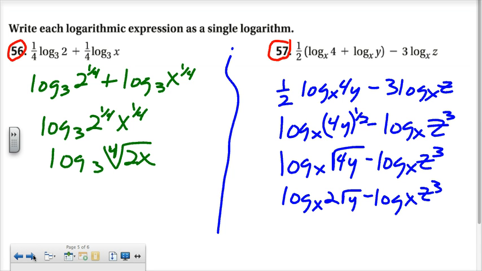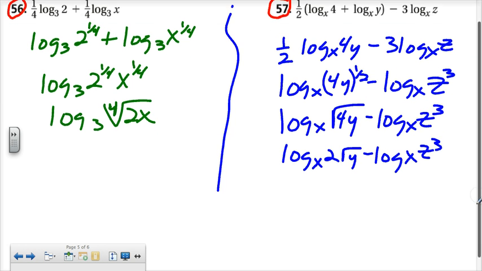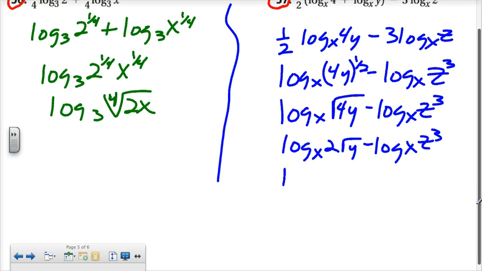So now, last but not least, we have some subtraction to deal with, and subtraction is division. So this is logarithm base x of 2 square roots of y, and that's going to be divided by z to the 3rd. So logarithm base x of all of this, I'm going to put parentheses around that so there wouldn't be any misunderstanding about what we have over there. Logarithm base x of the quantity, 2 square roots of y over z to the 3rd.